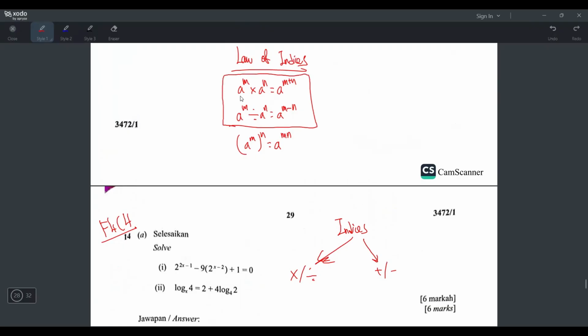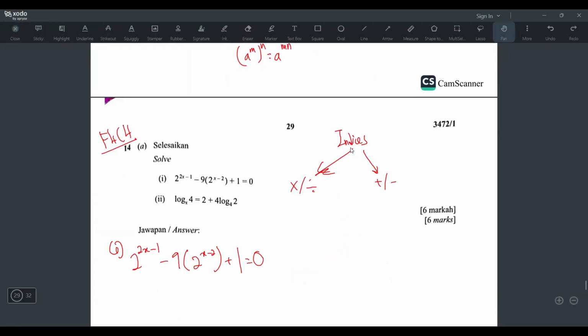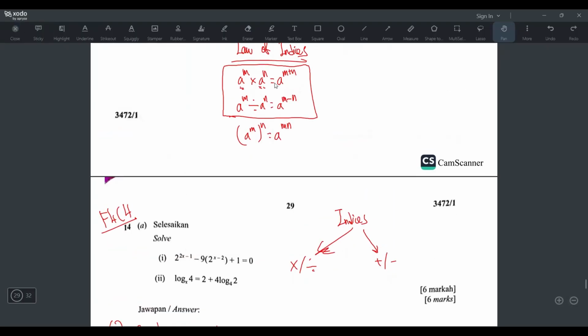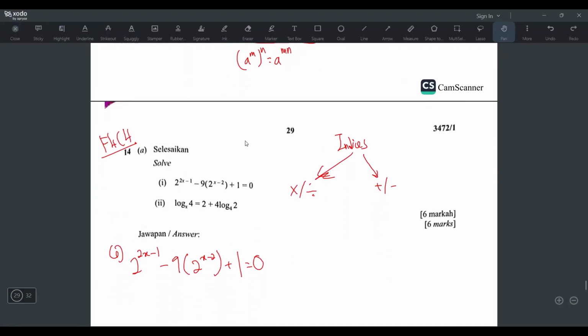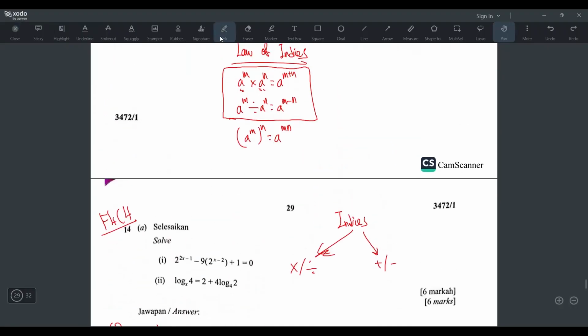So when you have two terms with the same base, and you want to multiply, the powers you can add like that. Same with the divide. So if one day the indices question is times divide, and if it's already the same base, you can just apply this formula, right? But if it's a plus minus, then we have a problem. Because with plus minus, when you have a power m plus a power n like that, you can't use this formula. You cannot use this formula.